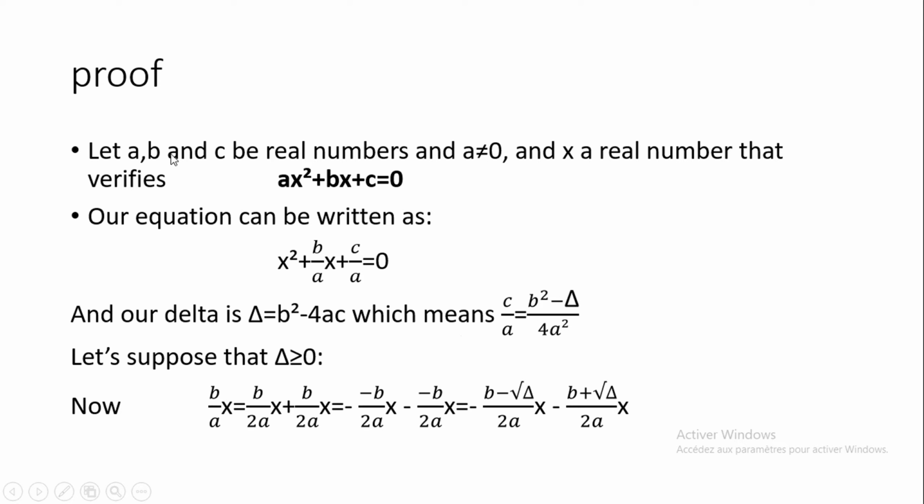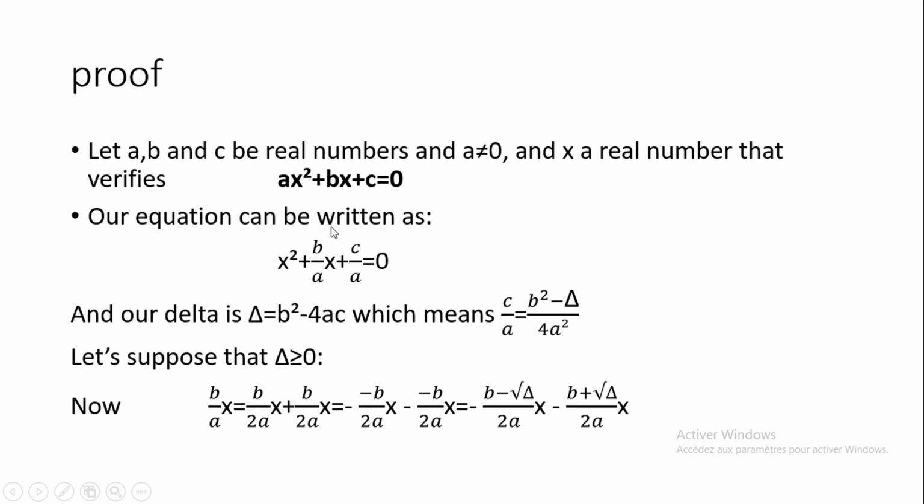Now moving to the proof. Let a, b, and c be real numbers and a different from 0. Now in mathematics we should every time define what we have and what we don't have, and our assumptions. Here a, b, and c are real numbers, as we said over and over again, and a must be different from 0. And let x be a real number that verifies our equation ax squared plus bx plus c equals 0.